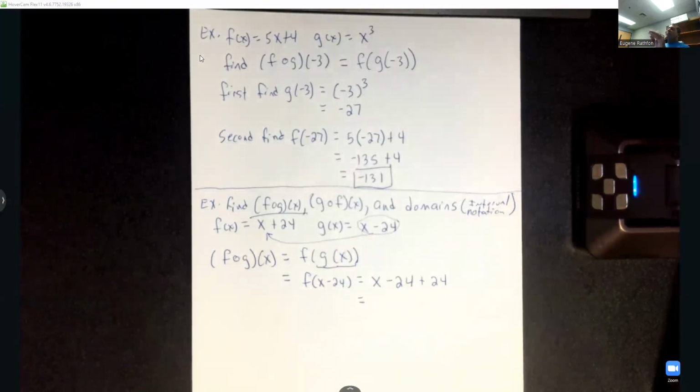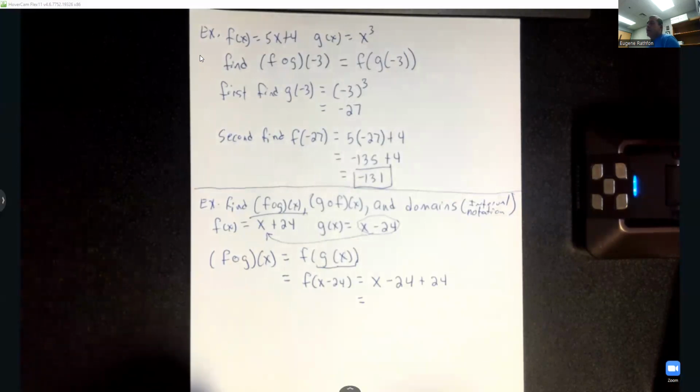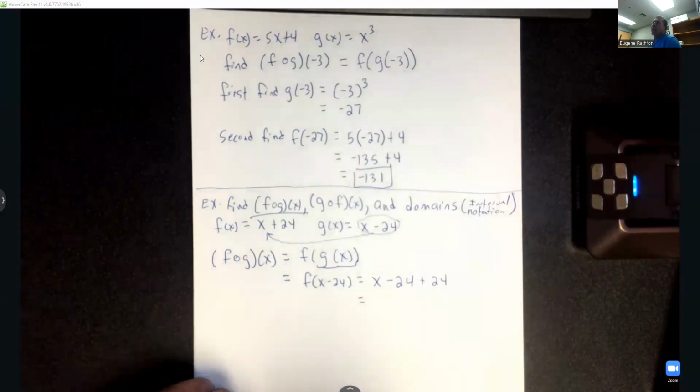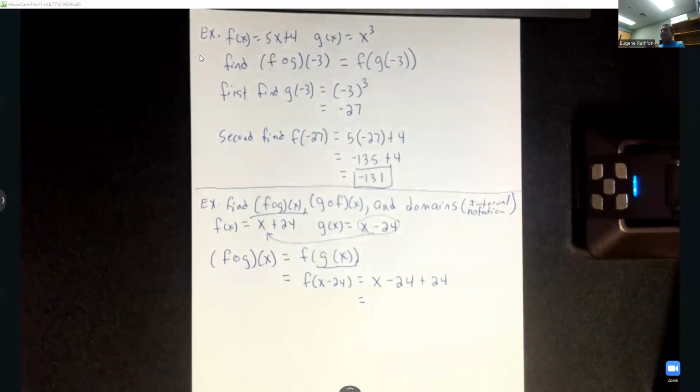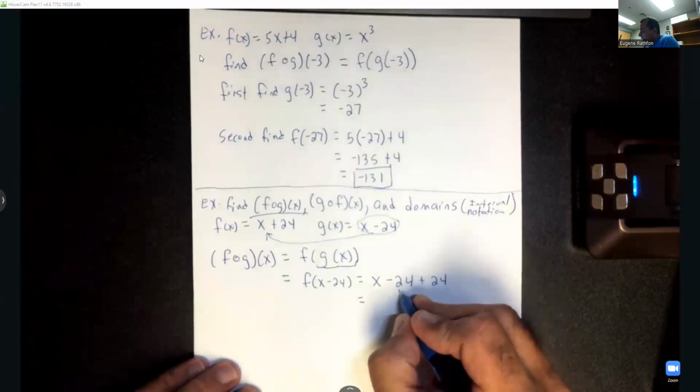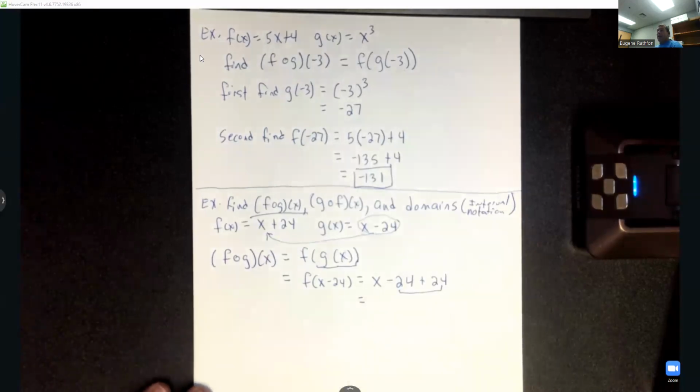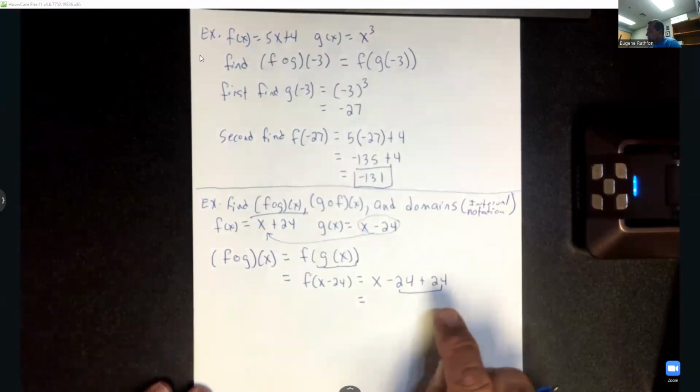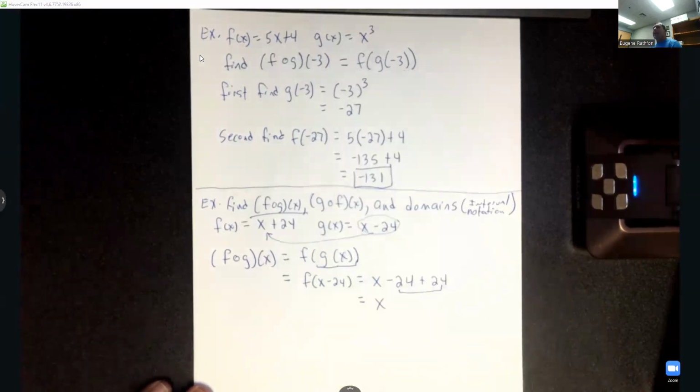So x minus 24 plus 24. Can you do anything to that to simplify that? All right, so Ariel said yes, so what are you doing? Okay, yeah. So these right here are definitely going to cancel. So since those numbers cancel, all that's left is our x, final answer.